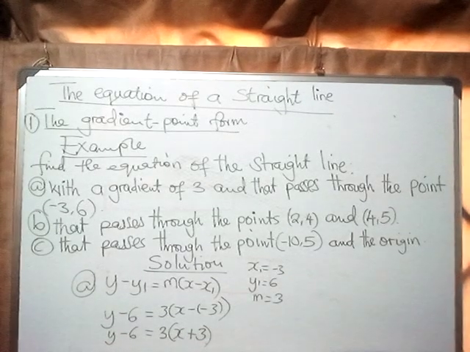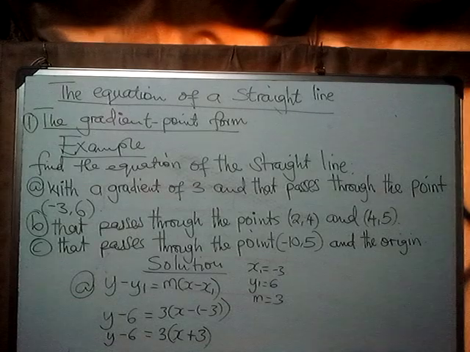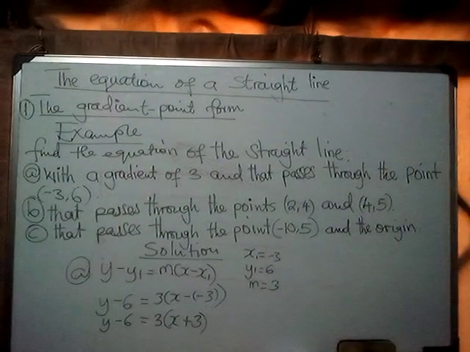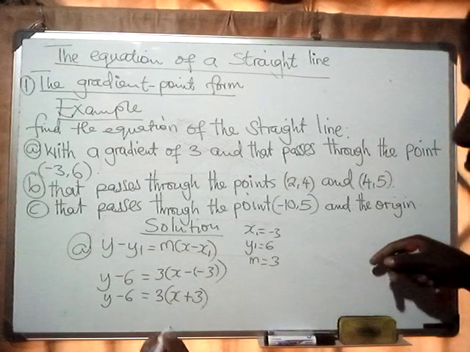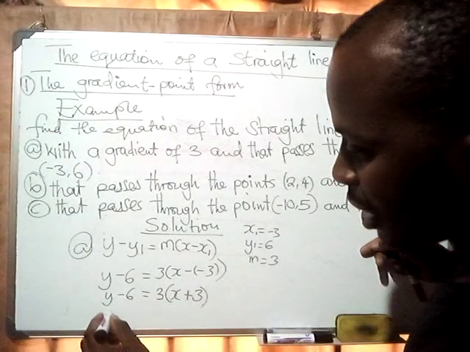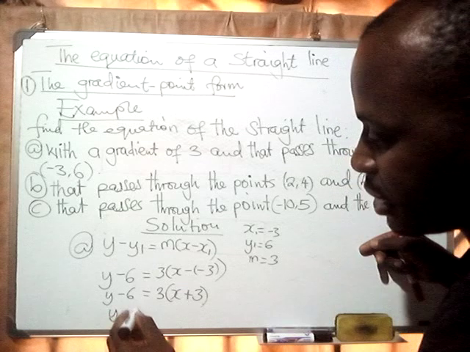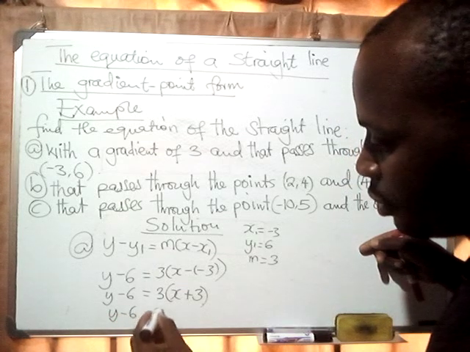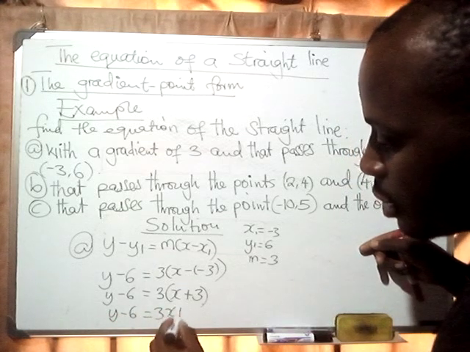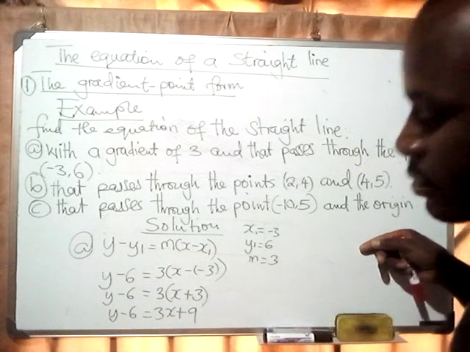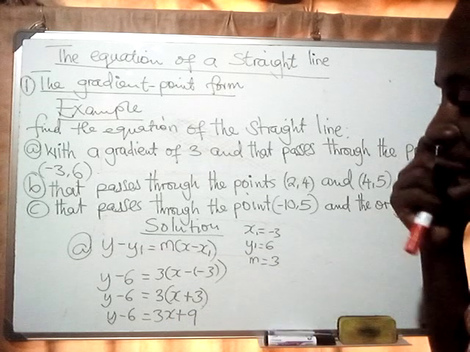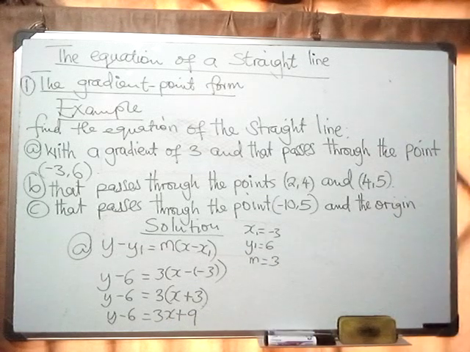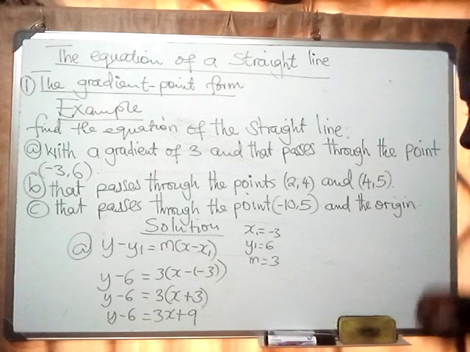So we'll continue by expanding now, 3 times everything in the bracket. So now it will be 3 times everything there. We are going to have y minus 6 is equal to 3x plus 9. Now we group like terms together. This 6 and this 9 are like terms because both do not have the variables.